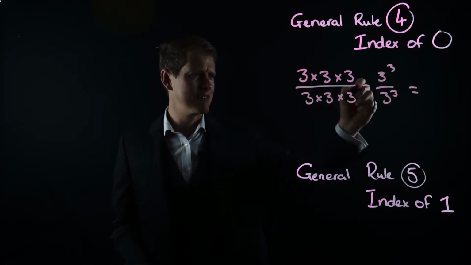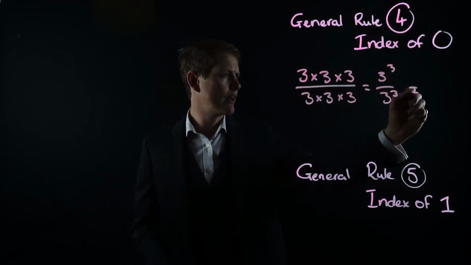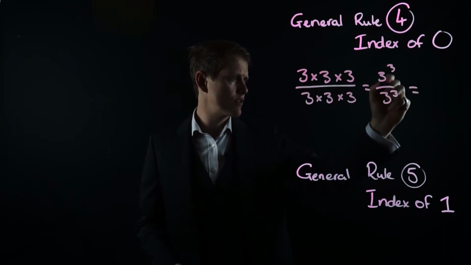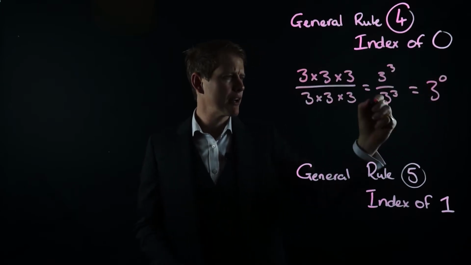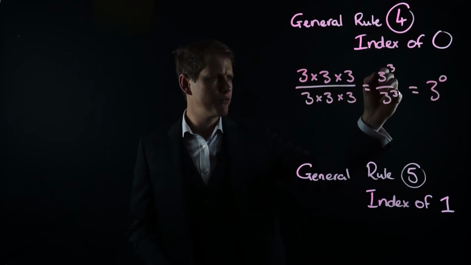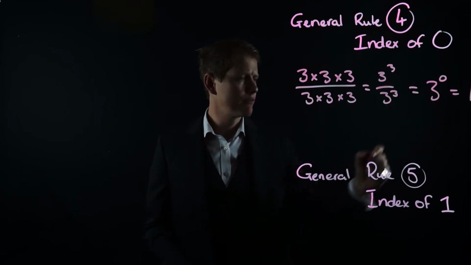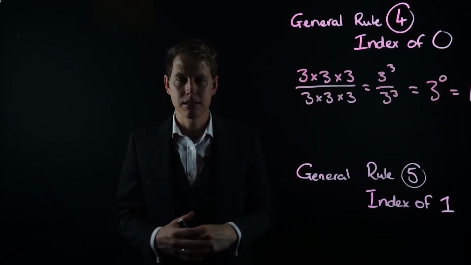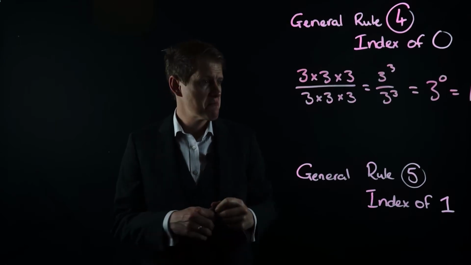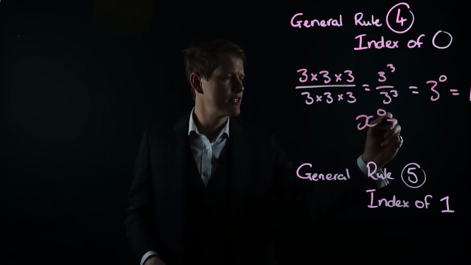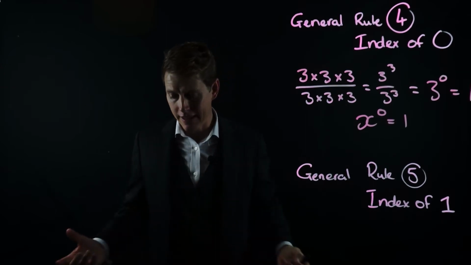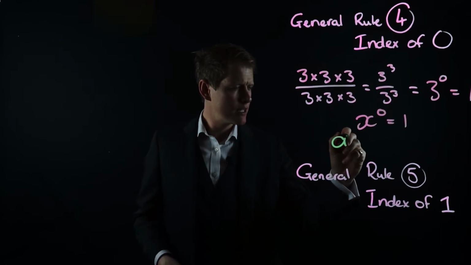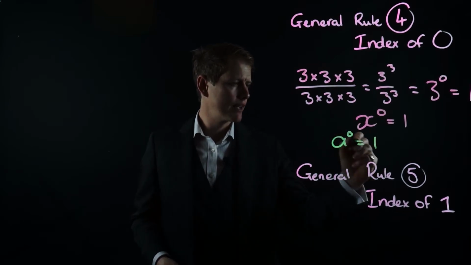And, well, if I simplify that, I could cross them out. But either way, I know that I take the index numbers away. 3 take away 3 is 3 to the power of 0. But I also know that 3 cubed divided by 3 cubed is 1. In fact, any number to the power of 0 is 1. A million to the power of 0 is 1. X to the power of 0 equals 1. And that's our general rule. Any number to the power of 0 equals 1.